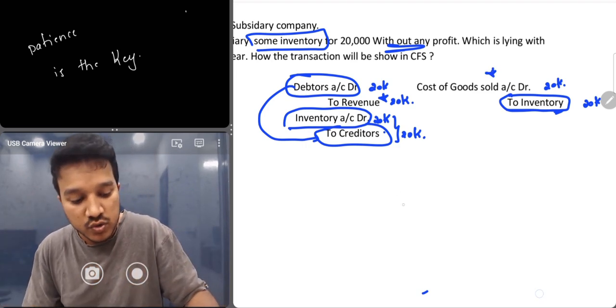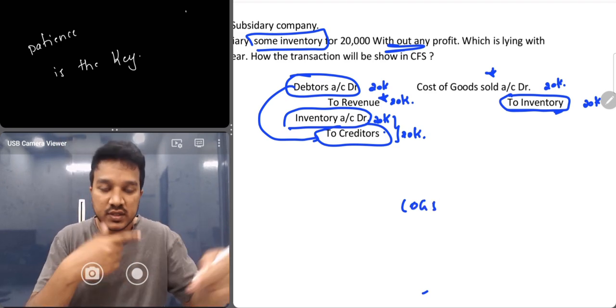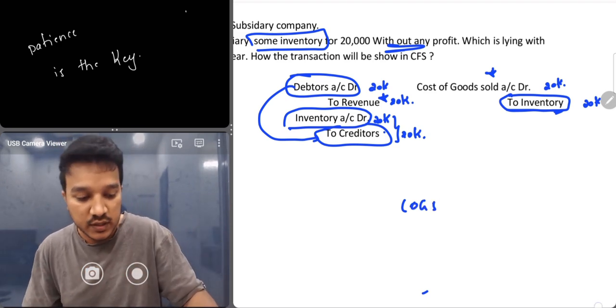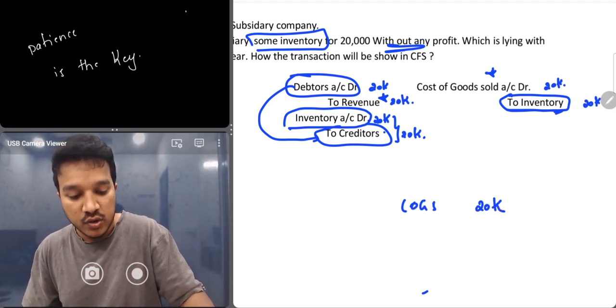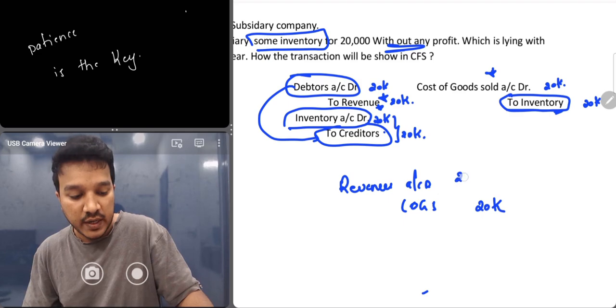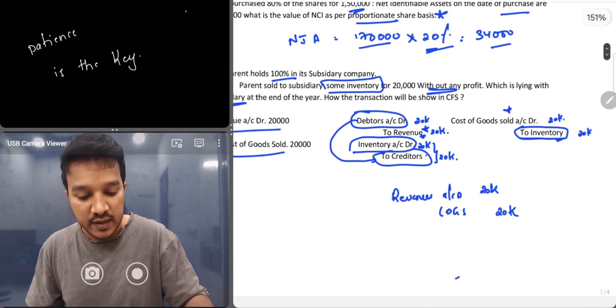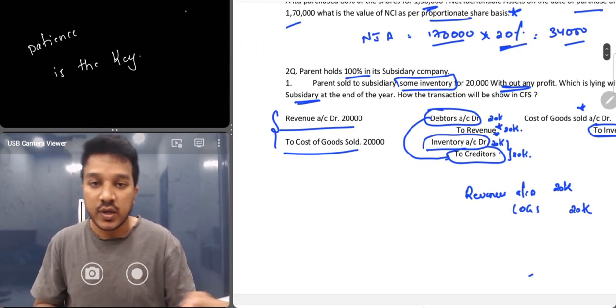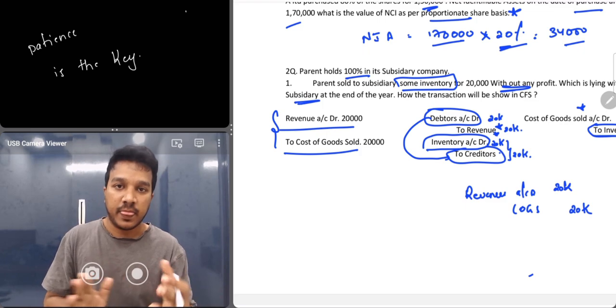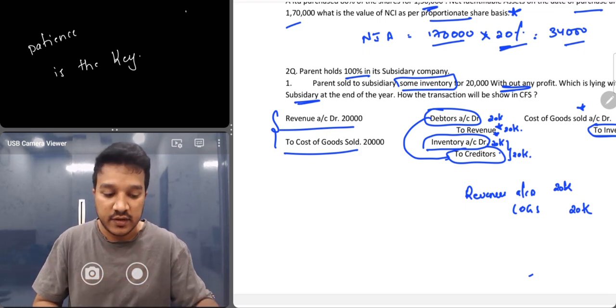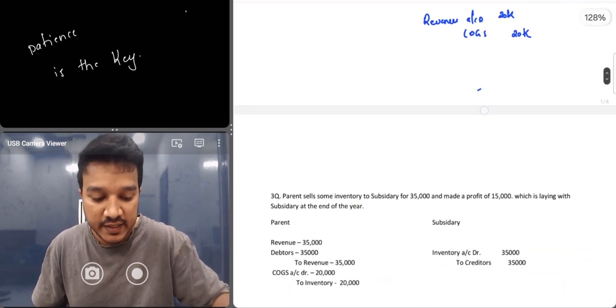So we will credit it to reverse the entries, because you have to remove all those entries, the 20K is reversed. And this revenue was credited in the individual financial statements, so you will debit revenue account 20K. So this is the ultimate entry that you will pass, revenue account debit to cost of goods sold 20K. Okay, this is what happens in your consolidated financial statement. I hope you got some clarity here.